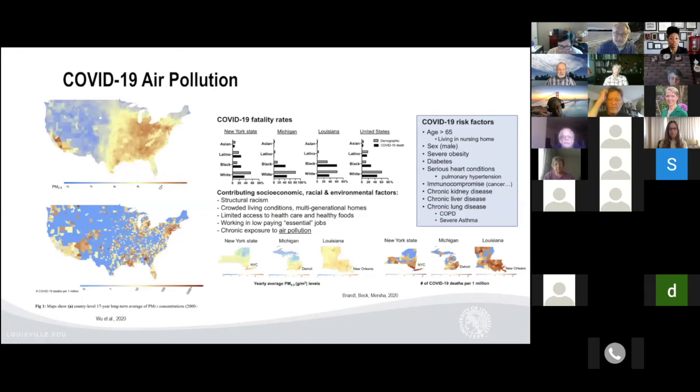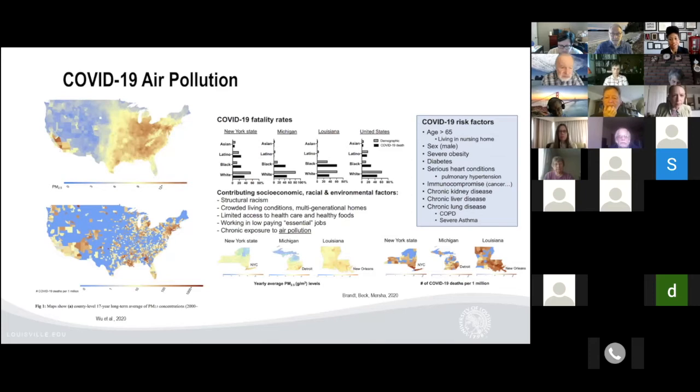In addition, their research suggested that even a 1 unit increase of PM 2.5 was associated with an 8% increase in the COVID-19 death rate, meaning that more polluted cities may have more COVID mortality. In this additional set of figures, you'll see that Brandt and others lay out a case for further investigation of the relationship between air pollution, COVID-19, and those COVID-19 mortality disparities by race.